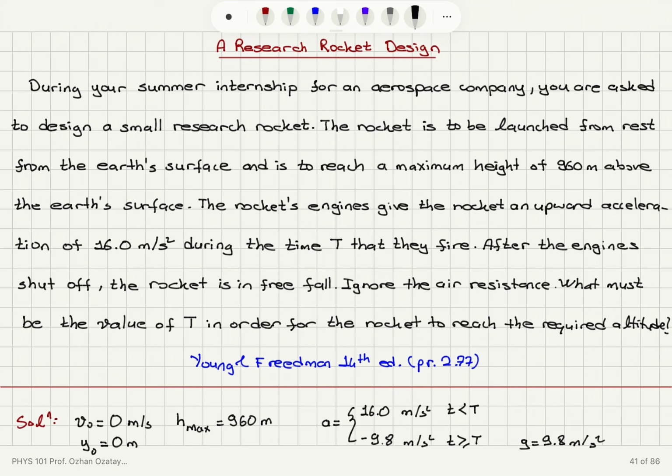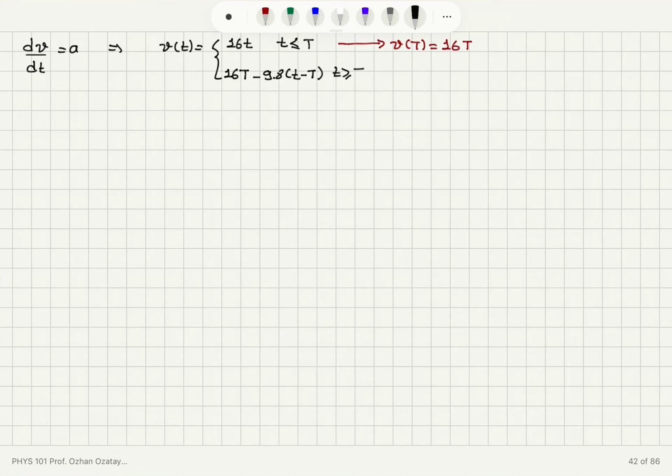Okay. Now, if I write dv/dt, the rate of change of instantaneous velocity with time is equal to acceleration, I find that the velocity as a function of time is going to be equal to 16t for t less or equal to T. Then at time T, it's going to have a velocity v at T equal to 16T, and for t greater than T, it will have initial velocity 16T minus 9.8 times (t minus T), so t greater or equal to T.